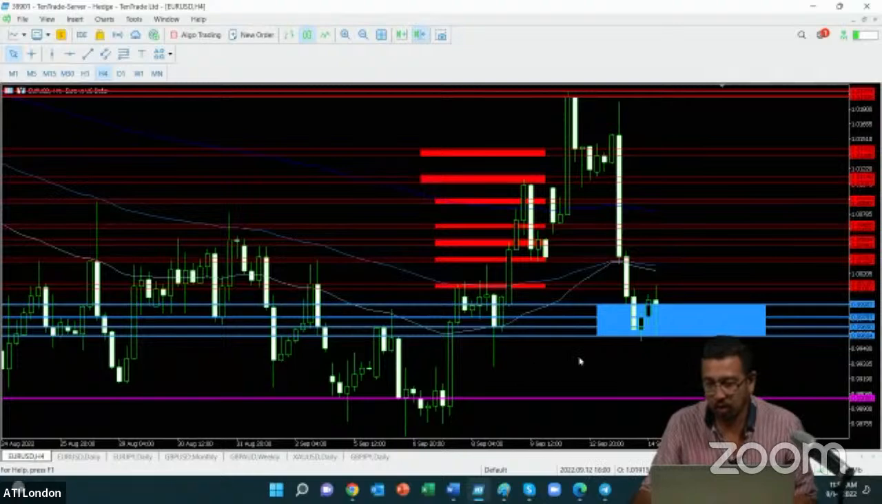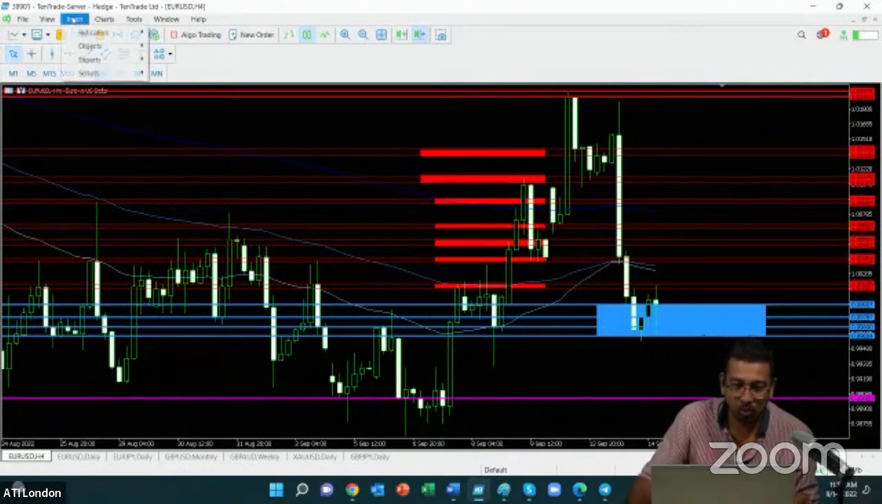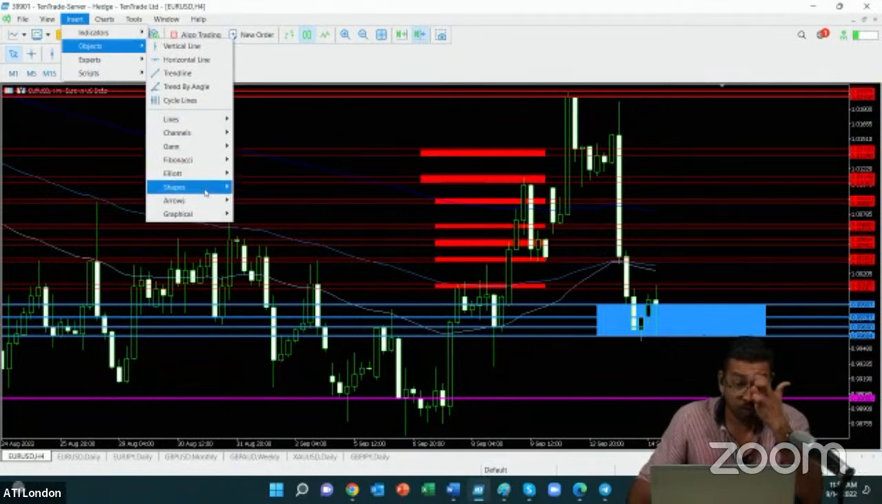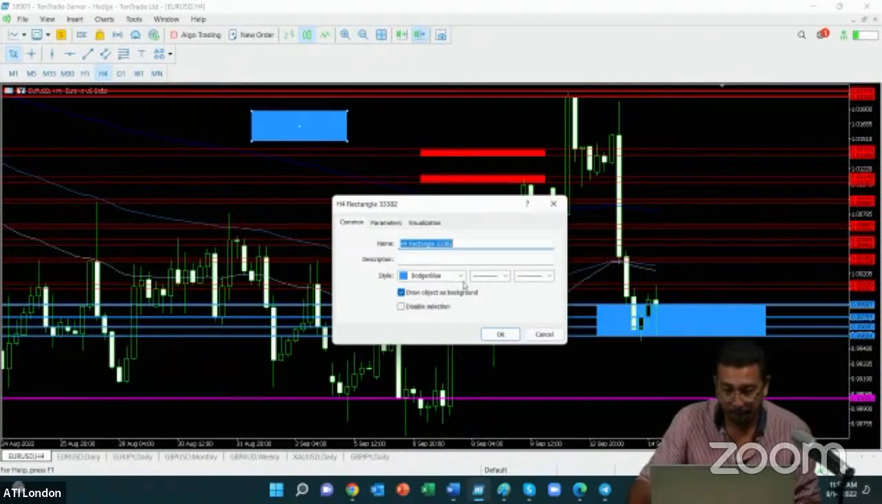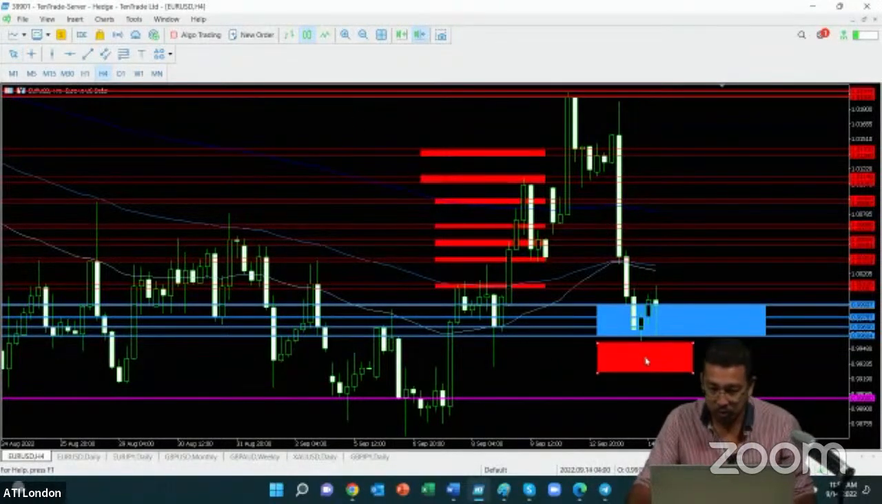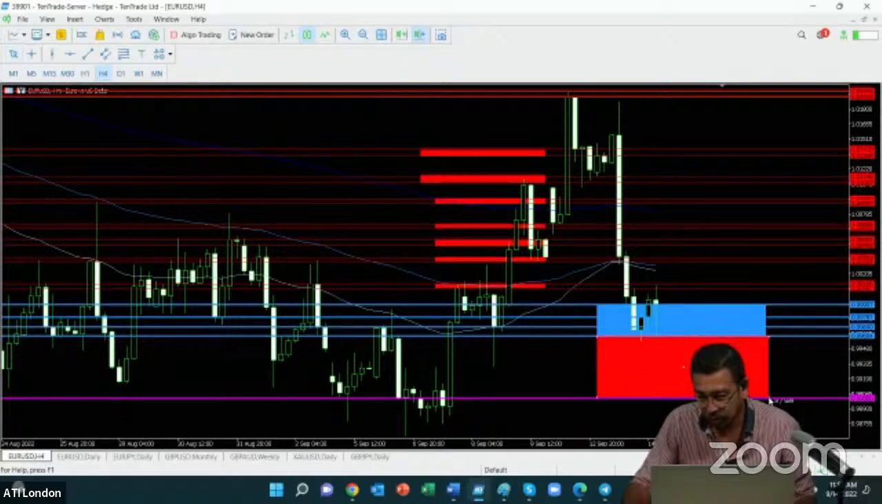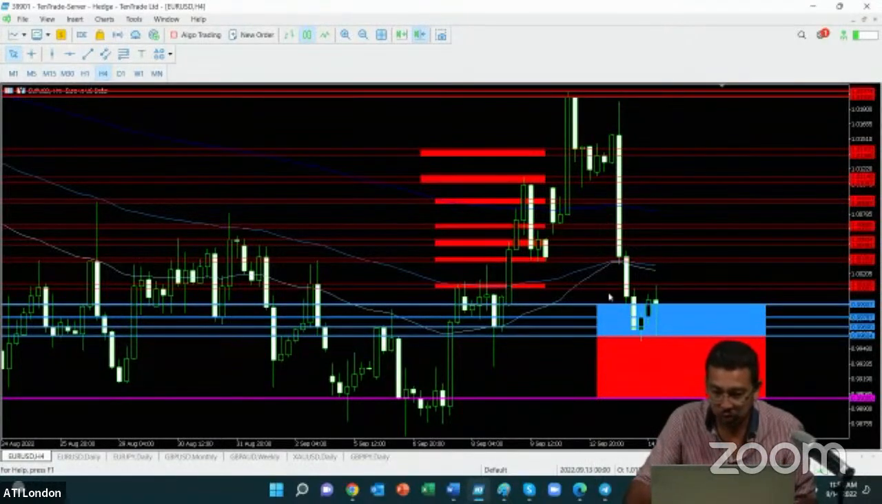Now I would think that if at all it has a fall potential, it is going to be driven by this mother candle right here, and this will be your bearish zone. So I will draw out a bearish zone as well and color that red. So you've got a bearish zone there as well. There we go. That's your bearish zone, and your bullish zone is at the top right there.